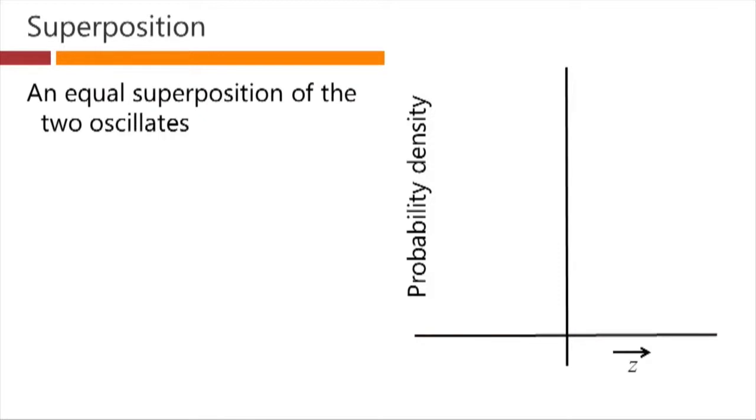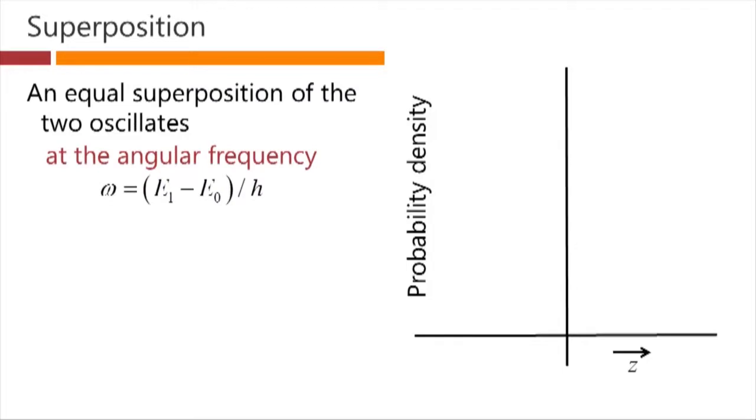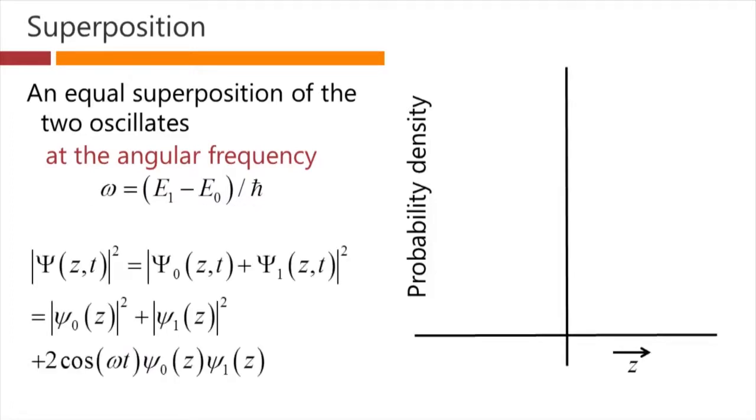An equal superposition of these two states is going to oscillate. And it's going to oscillate at the angular frequency here, the difference between the lowest energy and the energy of the next state, which here are called E0 in the harmonic oscillator, n equals 0, and E1 for the next state up. And as I said, we'll get an oscillation at this angular frequency. And of course, here's the expression that we've just worked out, and here's the oscillation term down here.